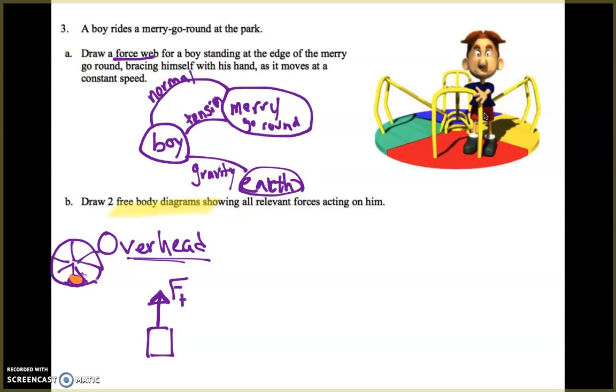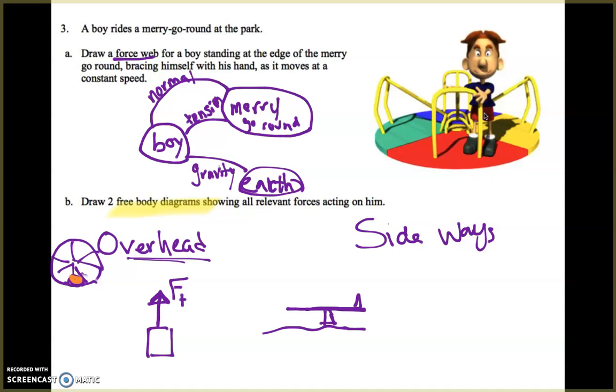So then I'm going to do a sideways view. Sideways. And again, I'm going to try to draw a little picture. So in the sideways view, you can't see the circle of the merry-go-round. But here's the merry-go-round. It's like stuck on something, and there's the ground.